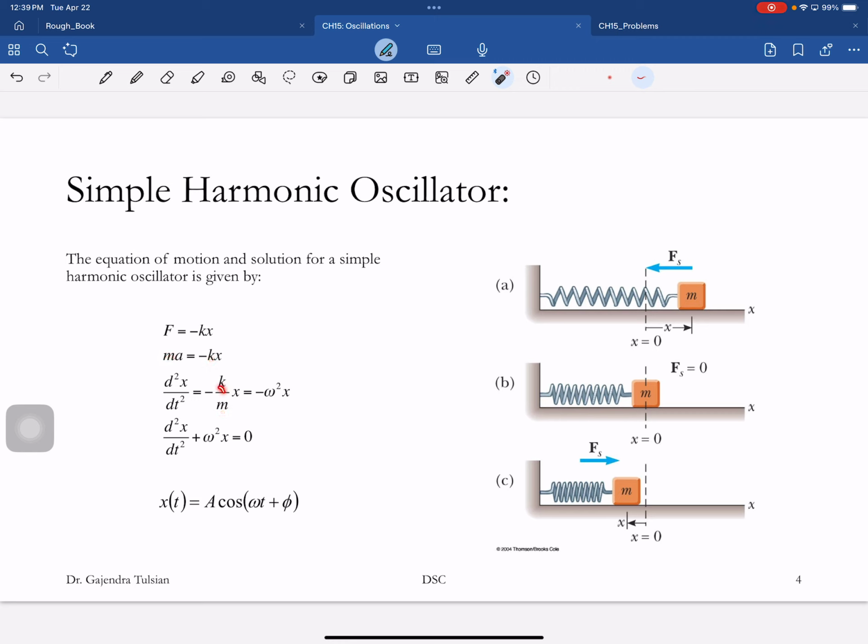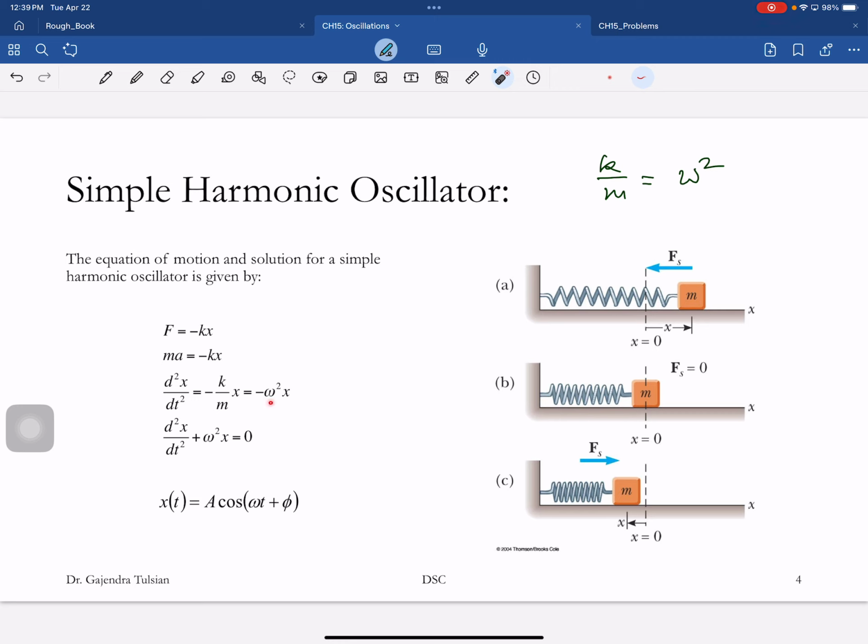What is k? The spring constant. Is it a positive number or a negative number? It's a positive number. The spring constant is always positive. The mass is always a positive number. K over m is a positive number. So just so nobody gets confused, we'll write it as omega squared. Omega squared is a positive number as long as omega is real.